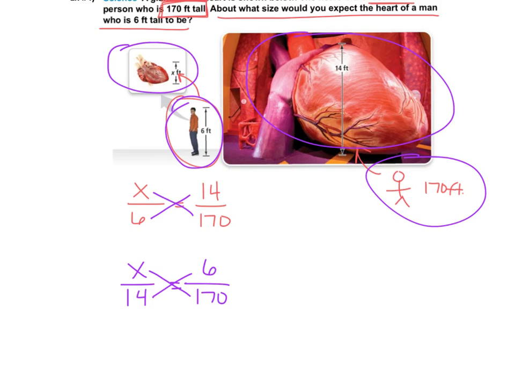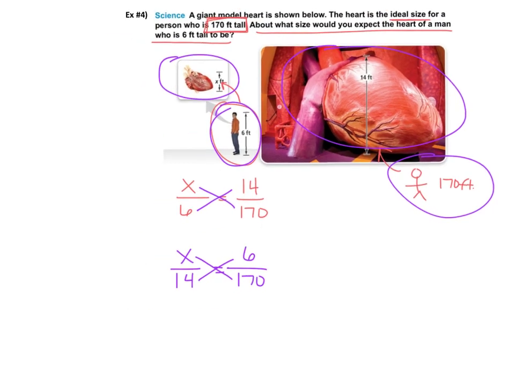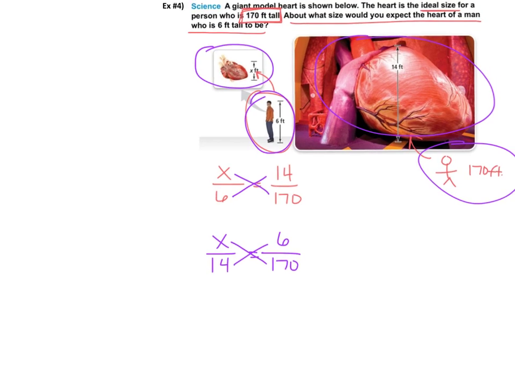Technically, the way I taught you, this is like the small version, small heart and small man. This is the large version, large heart, large man, okay? But it's not wrong to do it this way. You'll get the same answer, okay?